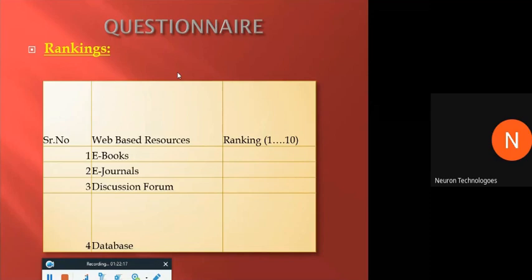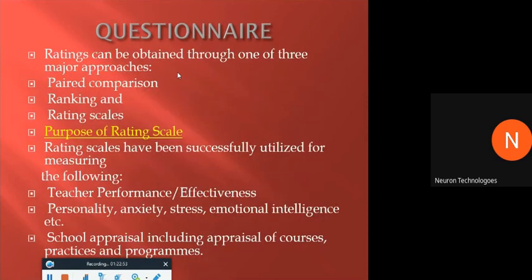So again, ranking: ebooks, e-journals, discussion forums, and databases. So you are putting the ranking in another column, and in this way you can ask anyone to write down the ranking, what do you think of ebooks, and the same for e-journals, discussion forums, and so on. After that it will be measured, and it all depends on the measurement formula or the criteria he or she has decided for that thing.